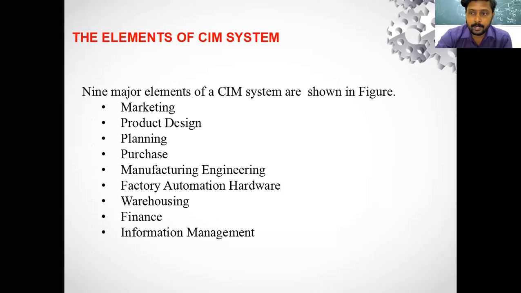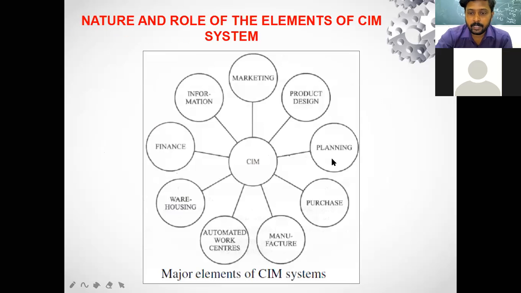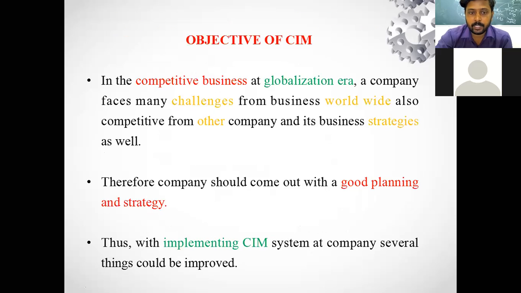Then there are the elements of CIM. Nine major elements are there: marketing, product design, planning, purchase, manufacturing, engineering, factory automation, hardware, warehouse, finance, information management. These are the nine major elements, and I have told you that there are other elements also, but these are the nine things that you should completely know. And this is just a diagrammatical representation of these elements that you might be remembering from the previous lecture.